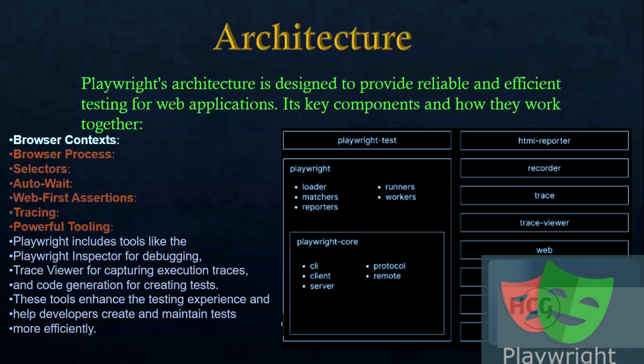Here we can see the main components in the architecture of Playwright. We have Playwright Test, which of course one has to use. We have Playwright core, loaders, matchers, reporters, runners. Then we have HTML reporting options. We have options to record and play also. We can record videos, record the pages, trace it, and play around with the web and the browsers. So these are the main components of the architecture of Playwright.